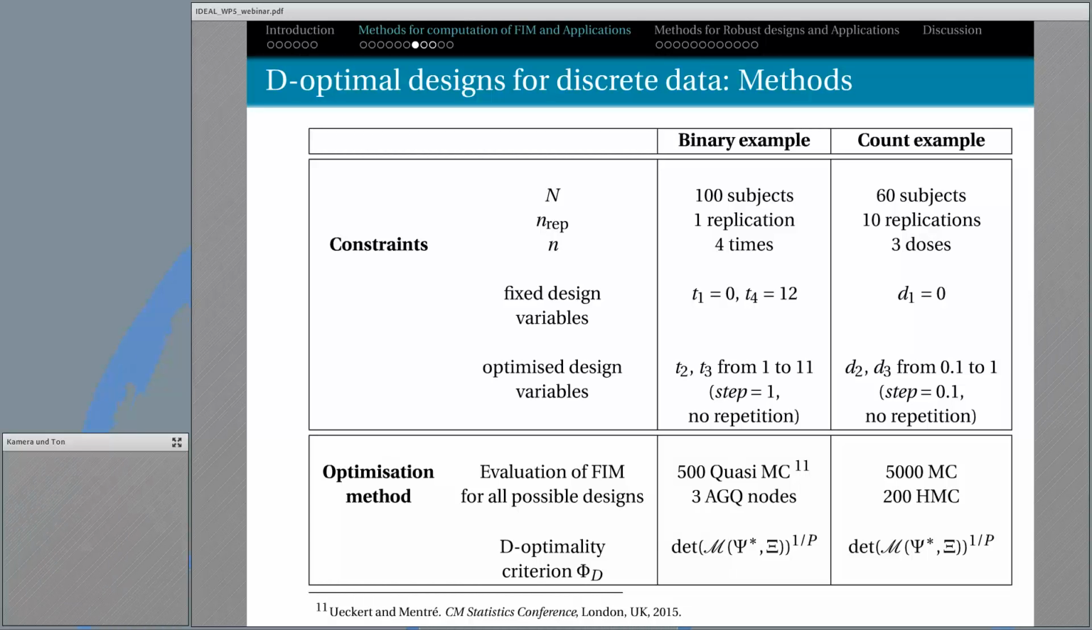For the other example, the count example, we assume that we have 60 subjects, 10 replications of 10 days of observation per subject, 3 doses. We fix that all patients will have the zero dose or the placebo dose, and that the other doses will be from 0.1 to 1. So dose 2 and dose 3 should be from 0.1 to 1 by step of 0.1 without repetition. And for this approach, we use 5000 MC and 200 HMC.